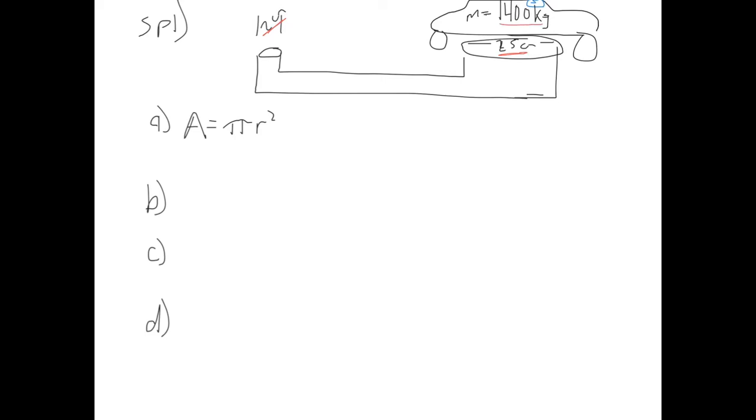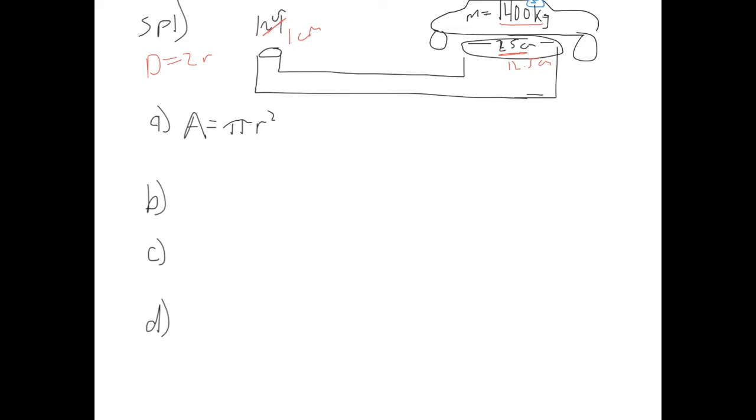Part A says, what are the areas of the input and load pistons in square centimeters? So we know area equals pi times r squared. That's given in the problem. But we don't have the radius. We have the diameter. Remember from your math classes that diameter equals 2 times the radius. The radius is just half of the diameter. So for the first one, this 2 centimeter diameter has a 1 centimeter radius, and the 25 centimeter diameter has a 12.5 centimeter radius.